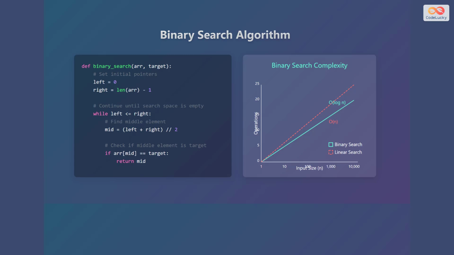If the middle element equals the target, return the middle index. If the middle element is less than the target, update the left pointer to mid plus 1, effectively discarding the left half. Otherwise, update the right pointer to mid minus 1, discarding the right half. If the target is not found, return -1 to indicate that the target is not in the array. This algorithm achieves a time complexity of O(log n), as illustrated by the graph comparing it with linear search.